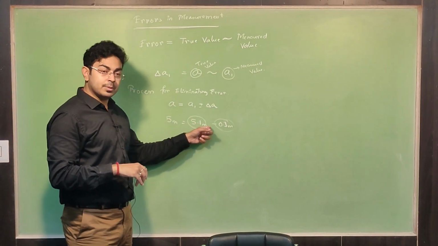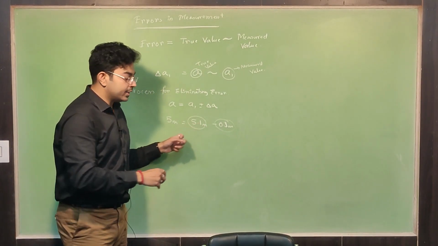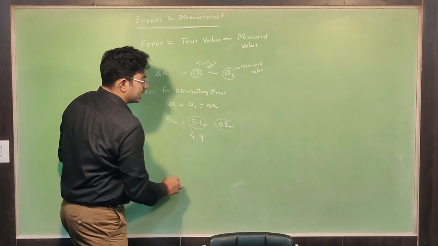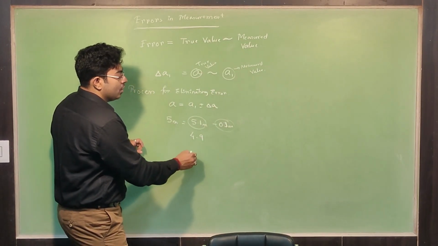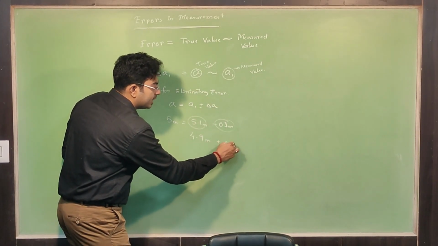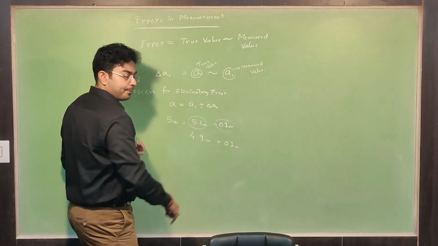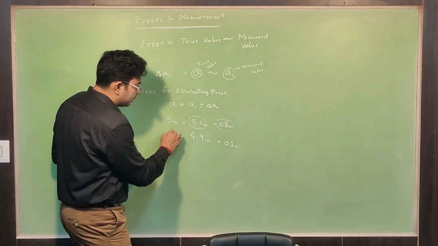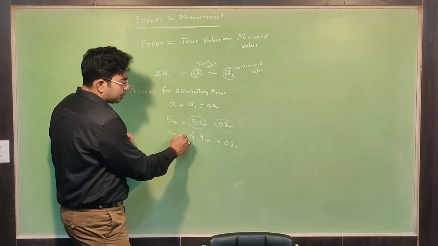It is also possible that another person is taking the measurement and for that person it is 4.9. Then for that person, what will be the error? 0.1 meter. Yes or no? That is the true value coming out.